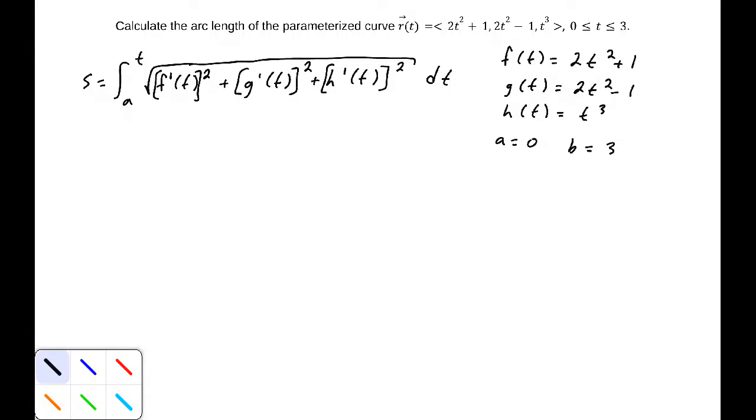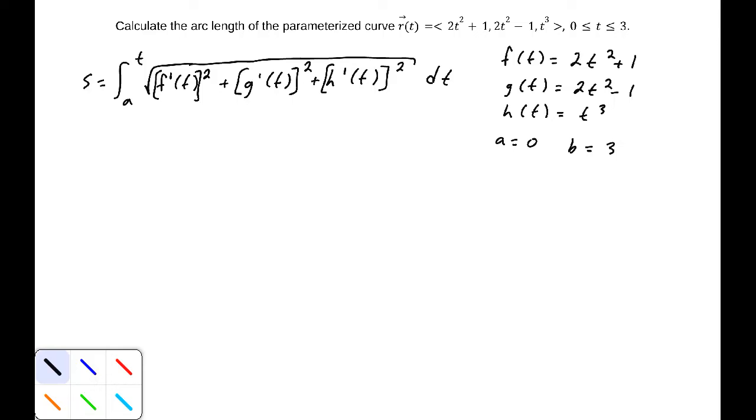Calculate the arc length of the parameterized curve r of t equals angle bracket 2t squared plus 1, comma, 2t squared minus 1, comma, t cubed, close angle bracket, with 0 less than or equal to t, less than or equal to 3.